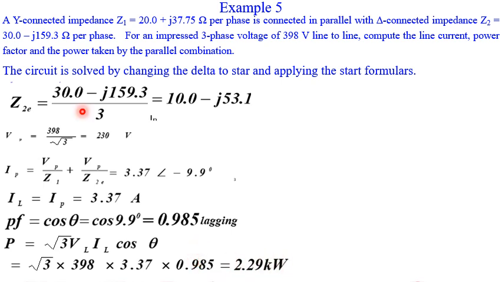You see, the tricky part here was that you have to convert the delta to the star. After converting the delta to the star, then you are good to go. You can now apply your star formulas to calculate the phase voltage and line current, and finally calculate the power factor and the power consumed by the parallel combination. So we'll take our next question.